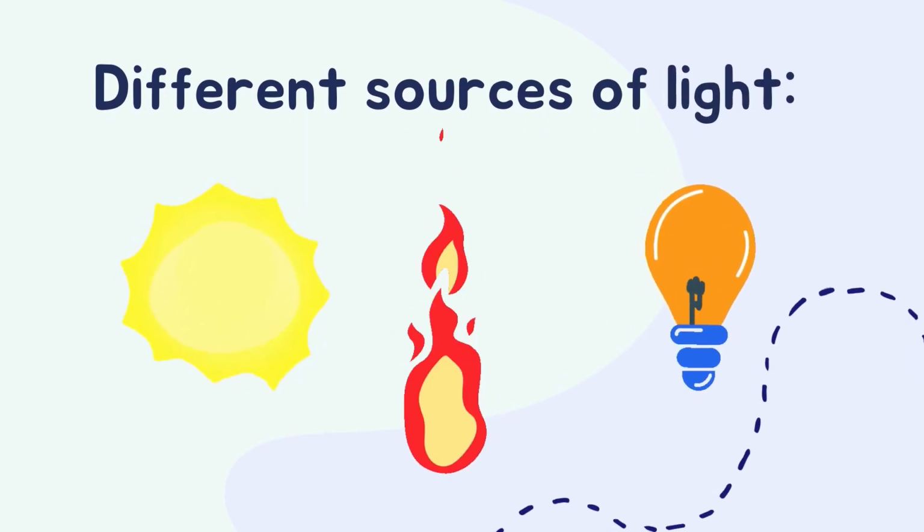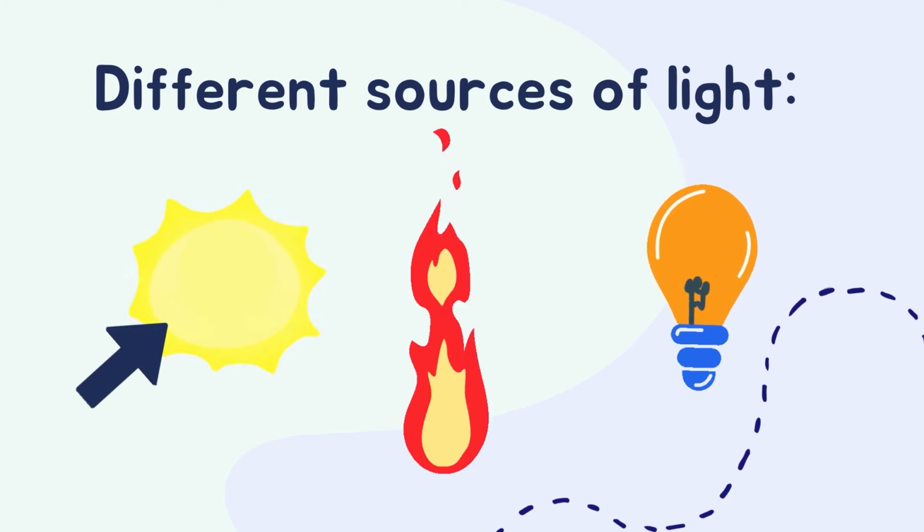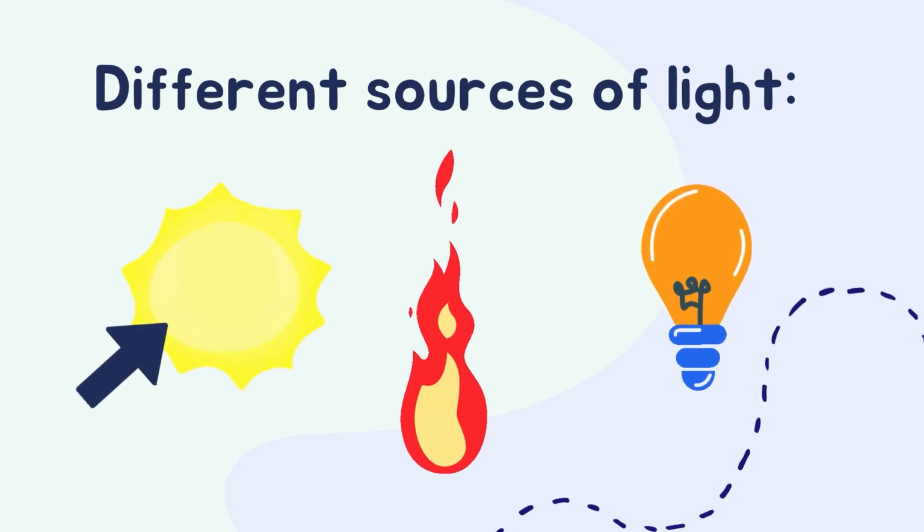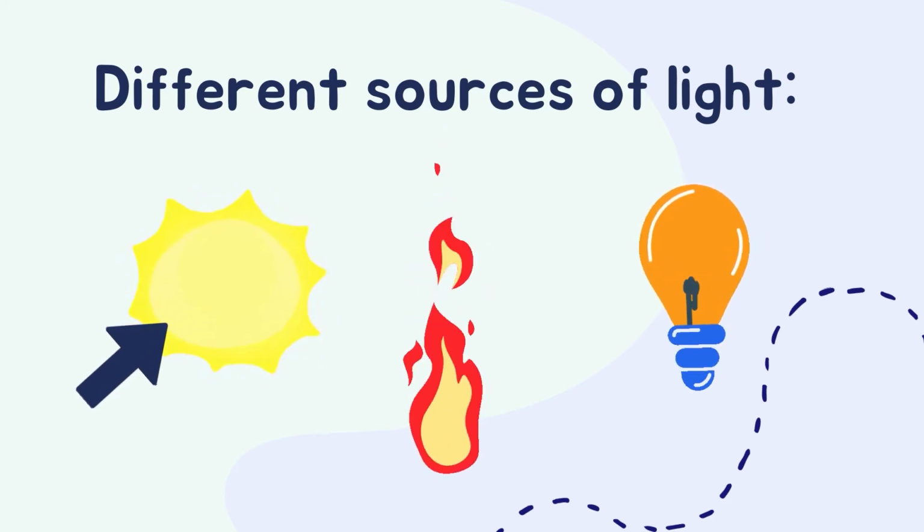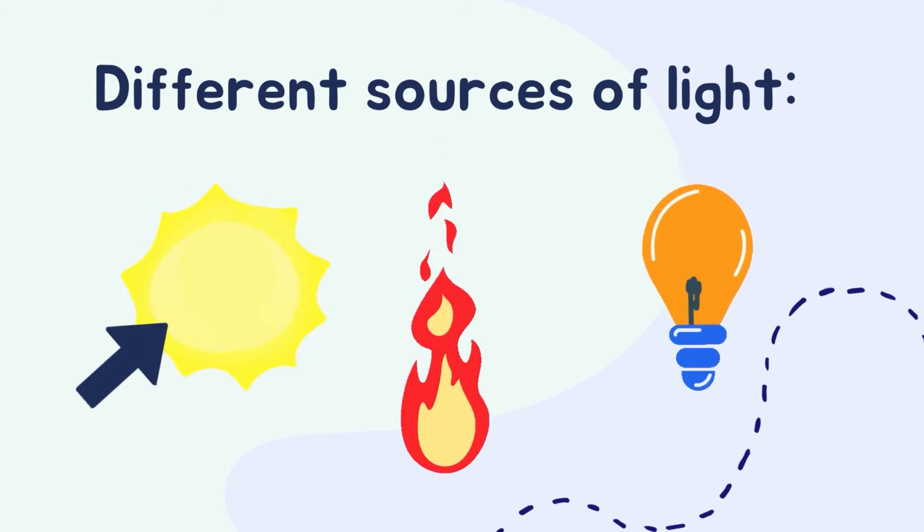There are different sources of light all around us. The major one is the sun. The sun is considered a luminous object. A luminous object means that it emits light on its own. Another example of a luminous object is the stars.